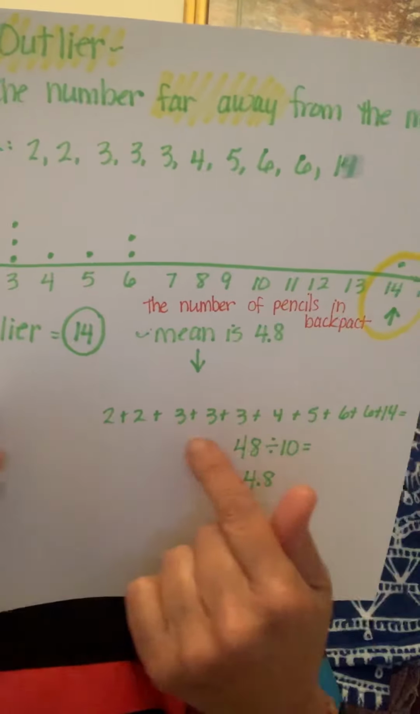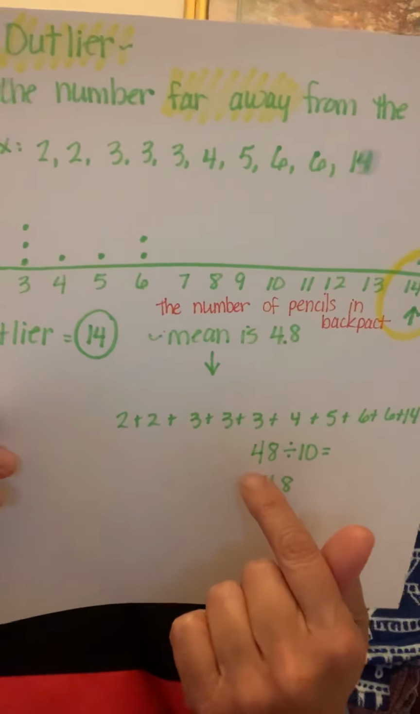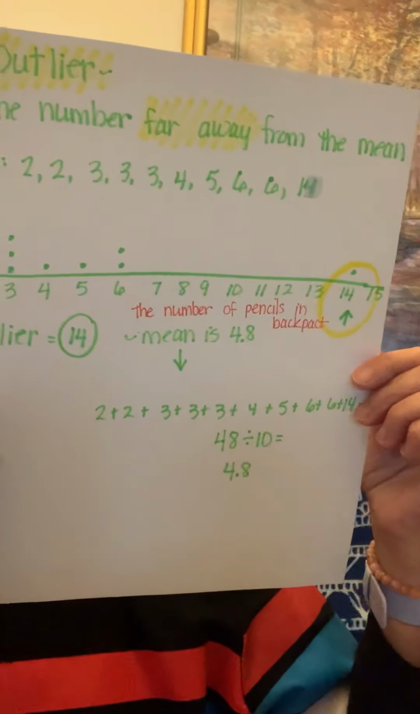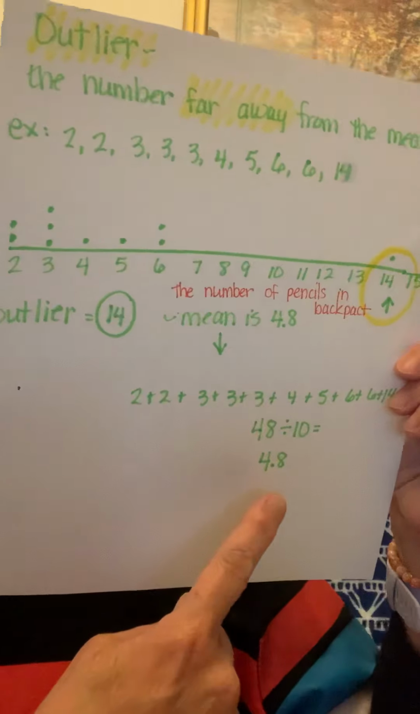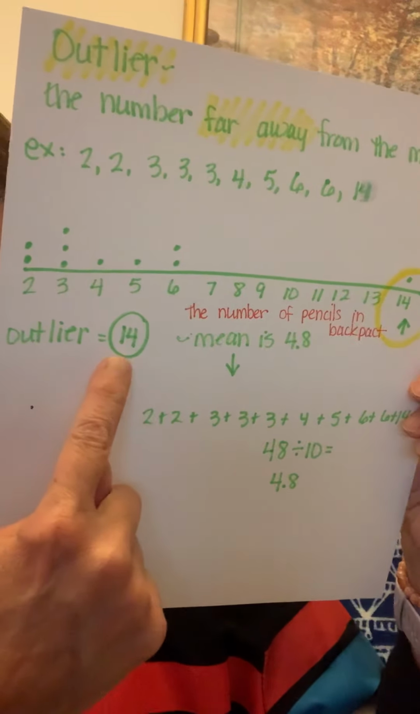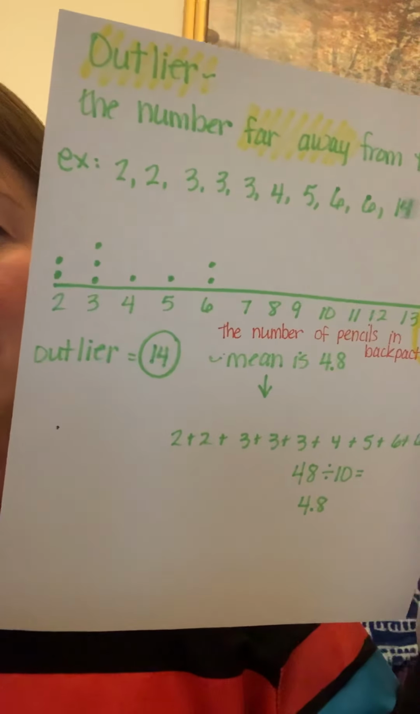I'm trying to find the mean. Add them all up together, I got 48. Then I divided 48 by the number of values. There's 10. And the mean was 4.8. Well, that's quite a bit different, isn't it? This is pretty far away from 4.8. This is my outlier. Sometimes the outlier can really skew your data, so you want to make sure that you take that into consideration, that that's where your outlier is.